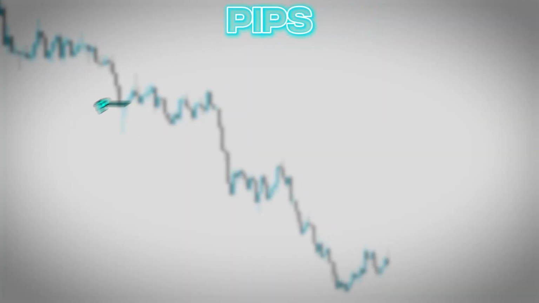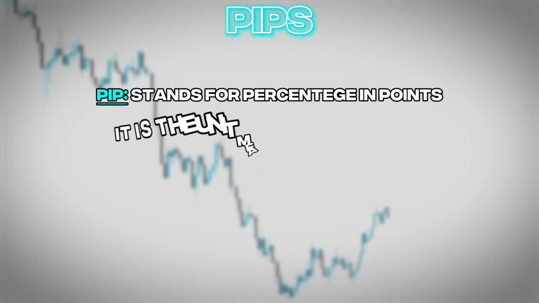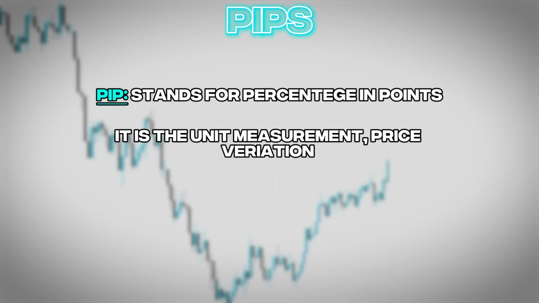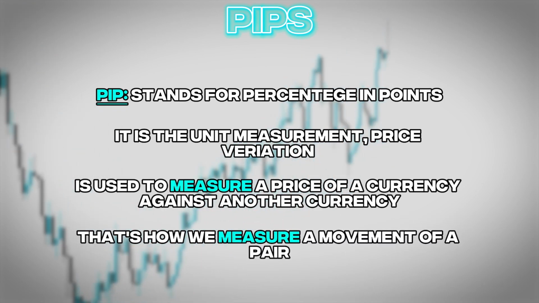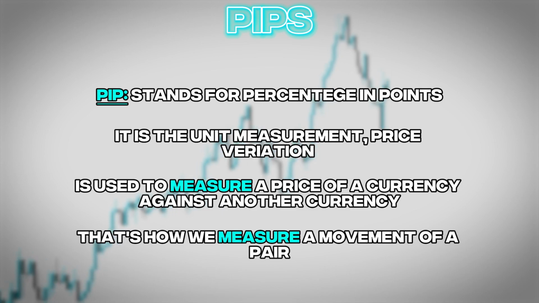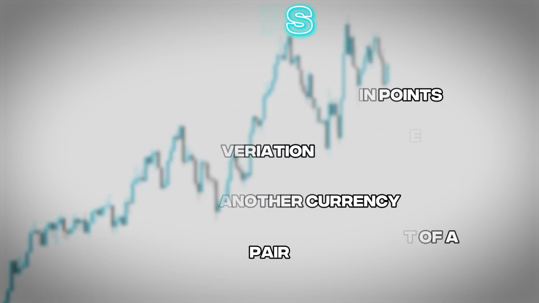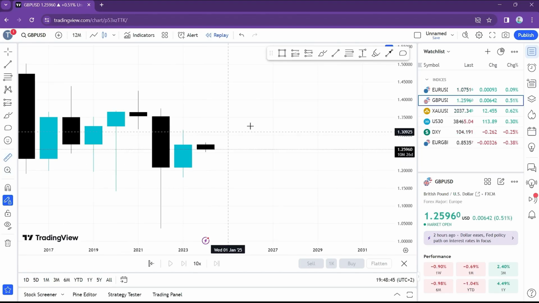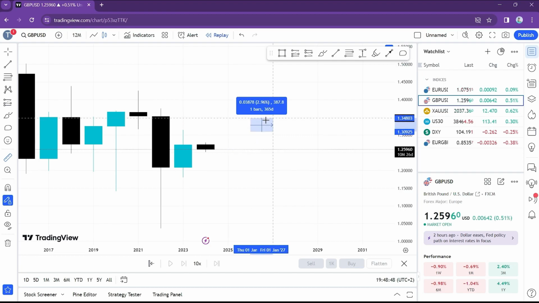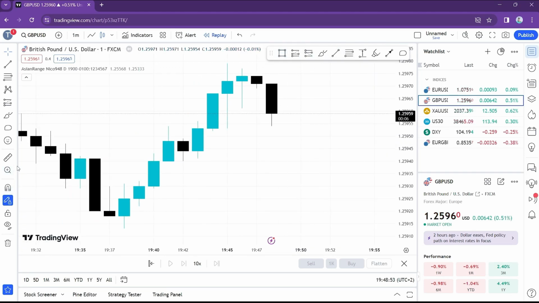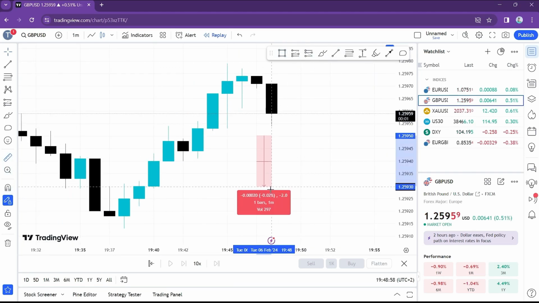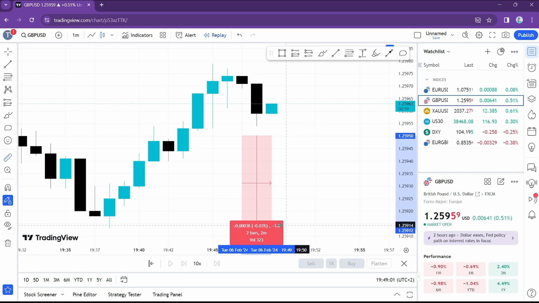A pip stands for percentage in points, and it is the unit of measurement for price variation. It's used to measure the price of a currency against another currency. So that's how we measure the movement of a pair. Okay, so if we use the rectangle tool, you can see that the price moves in pips, as you can see here, but we are on a big time frame. Let's go to 1 minute. Use again the rectangle tool. From that level to this level, price dropped 3.8 pips. So that's how we measure price. The more pips you catch, the more money you make.